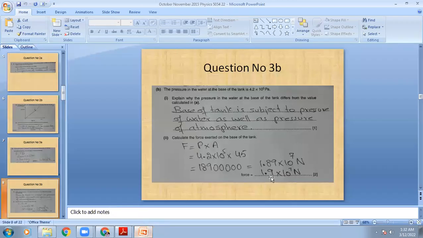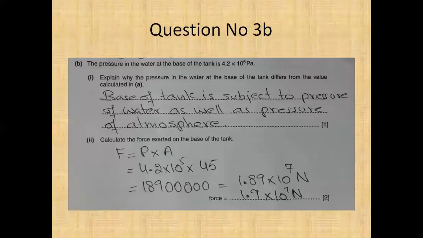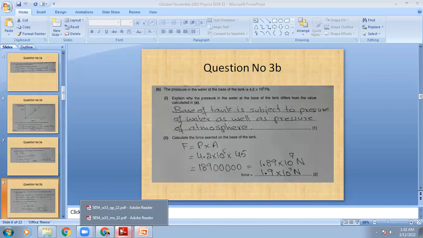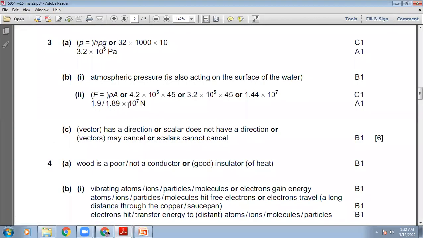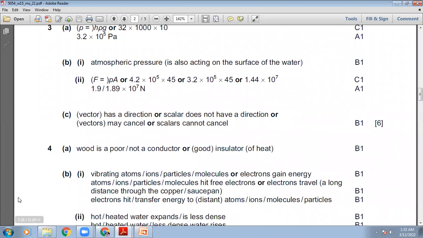Okay, so the next question they are asking is, calculate the force exerted on the base of the tank. We know the total pressure on the base of the tank, and we know the area of the base of the tank. You know, the pressure is equal to force divided by area, so force will be equal to pressure multiplied by area. So it will be 4.2 × 10^5 multiplied by 45. Your answer will be 1.89 × 10^7 Newton. When you round it off to two significant figures, it will be 1.9 × 10^7 Newton. Let's have a look at the marking scheme. 1.9 × 10^7 Newton is the right answer.